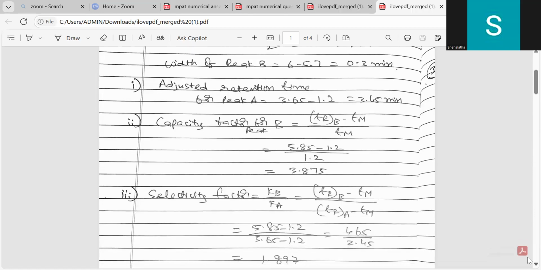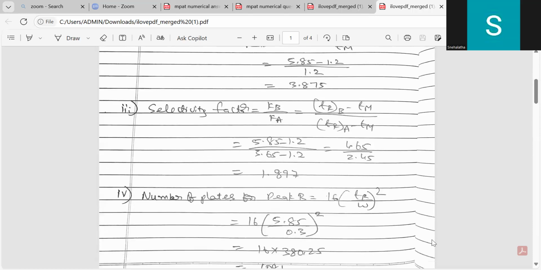Next, selectivity factor, the formula is TRB minus TM divided by TRA minus TM, as we discussed. So TRB corresponds to retention time for analyte B. The value is 5.85 minus dead time, 1.2, divided by retention time for analyte A minus TM, dead time. So the value is 1.89.